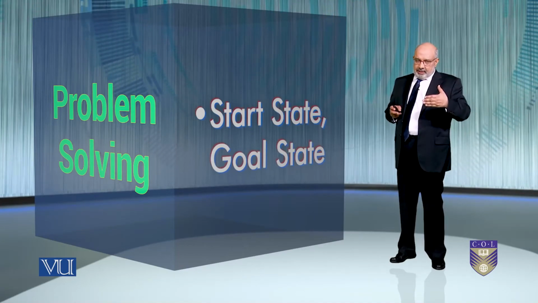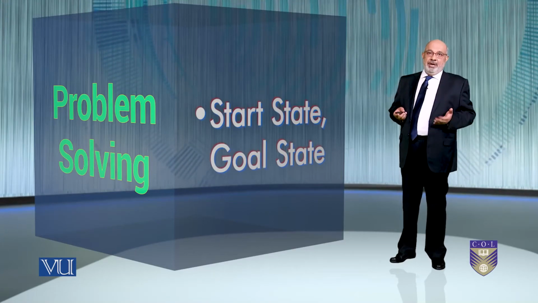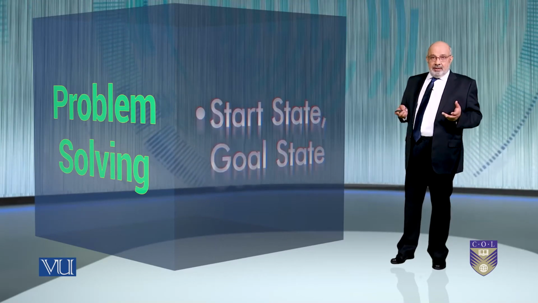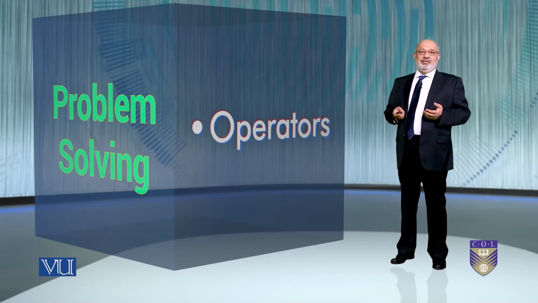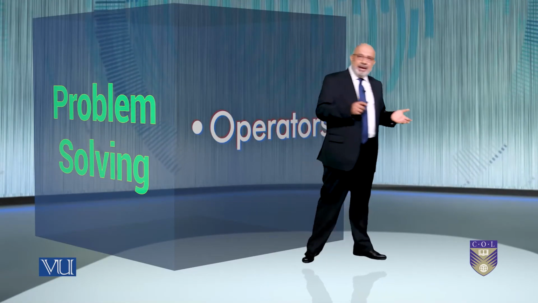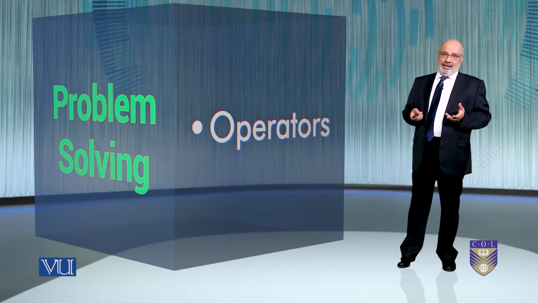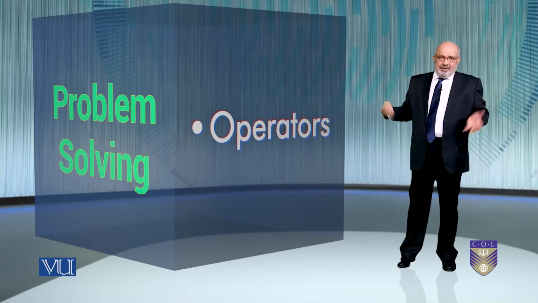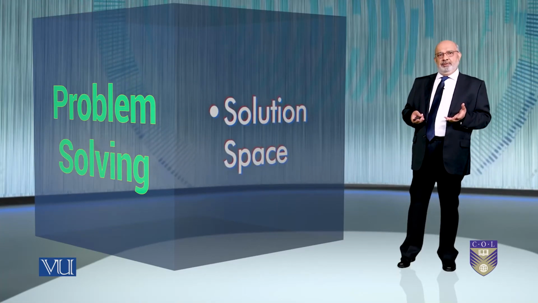So problem statement, along with the initial state where we're starting from and where we want to be, that's my goal state. And then how can I get there? What are the moves that I can make? What are the steps that I can take? Can I take a right turn? Can I take a left turn? Can I come back? And so forth. These are all the operators or actions that I can perform that are allowed within the problem. Everything put together is a solution space.